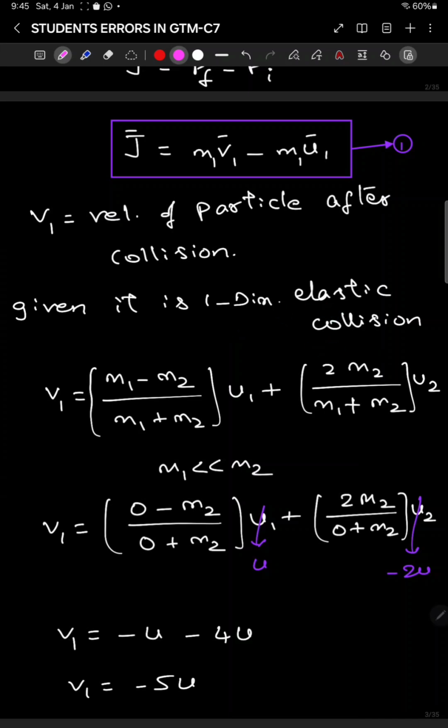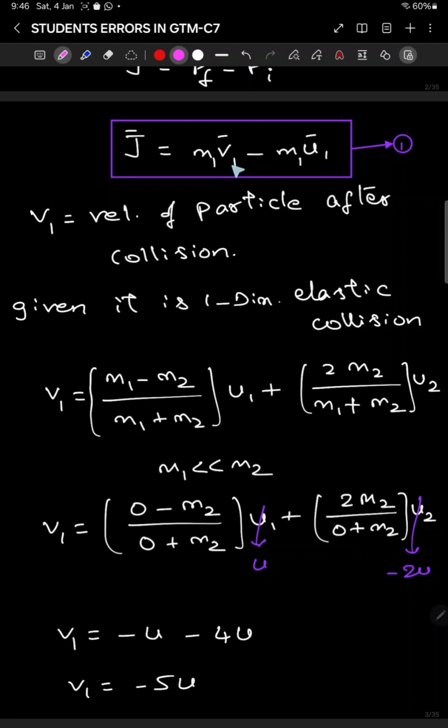For one-dimensional elastic collision, the v1 formula is this one: (m1 minus m2) by (m1 plus m2) into u1 plus 2m2 by (m1 plus m2) into u2. They mentioned the mass of the particle is very small when compared to the mass of the wall. So the mass of the particle is neglected, 0. Then m2 m2 cancel, minus u we will get. m2 m2 cancel, 2 2s are minus 4u you will get. So v1 value we got is minus 5u.